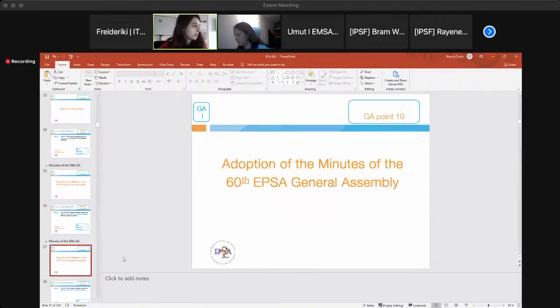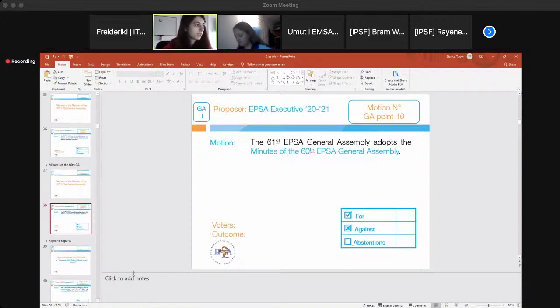Next, we have adoption of the minutes of the 60th EPSA General Assembly. The 61st EPSA General Assembly adopts the minutes of the 60th EPSA General Assembly. I open the floor for discussion.